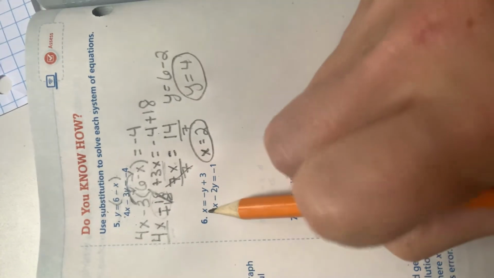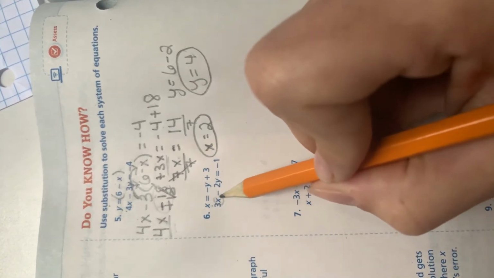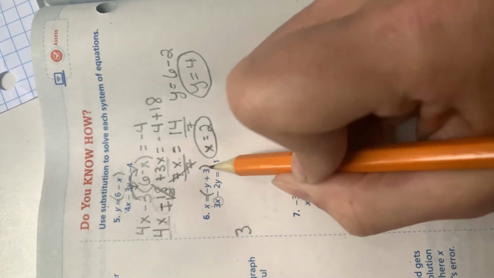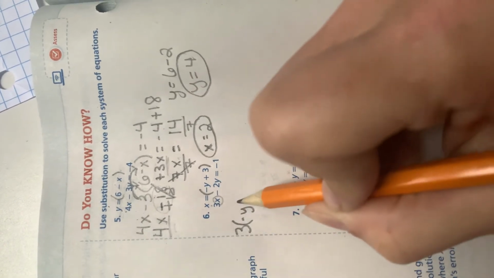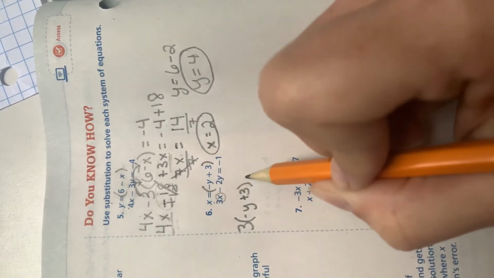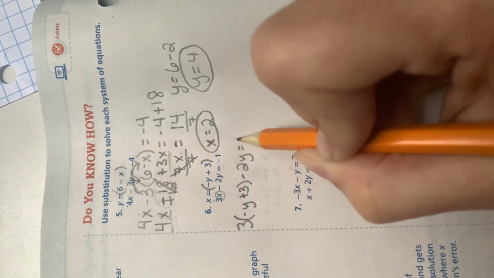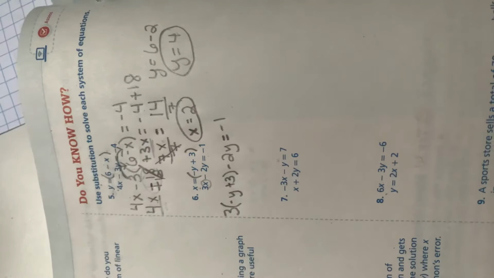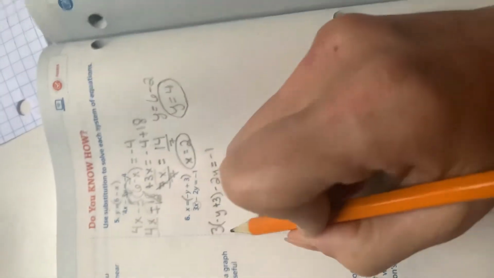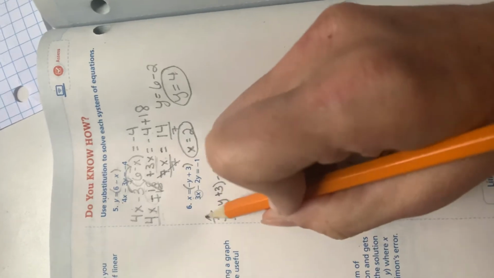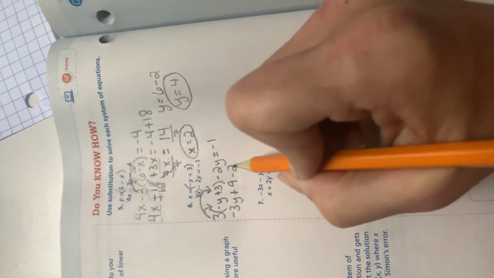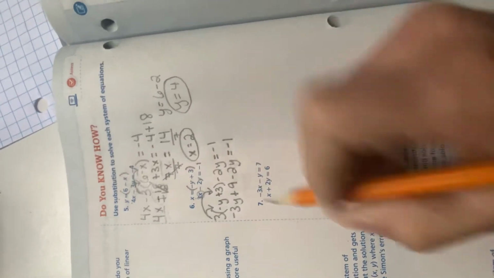In this next one, they have x solved for, so you can plug that in here. So 3 times negative y plus 3, minus 2y equals negative 1. Three times negative y gives you negative 3y. 3 times 3 gives you 9. And then just bring everything else down.